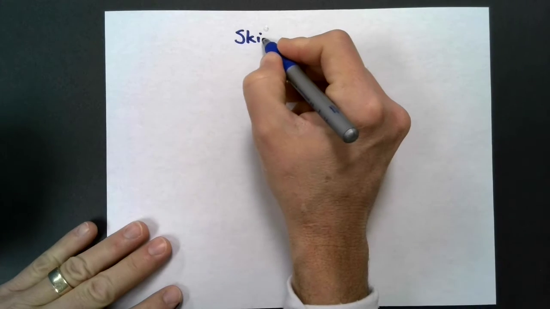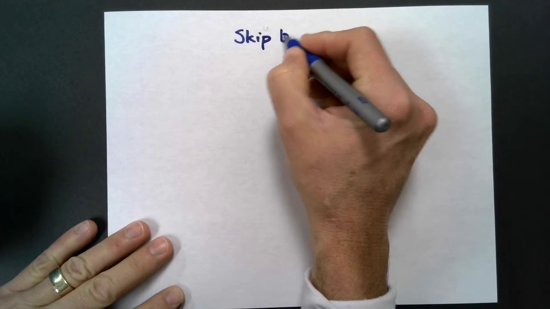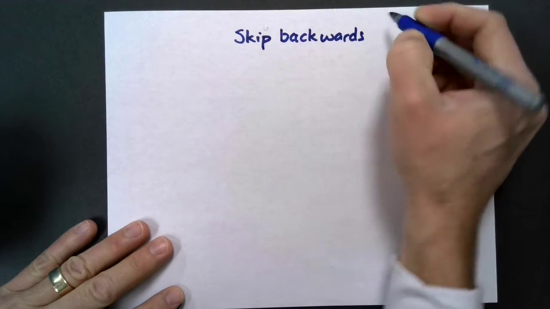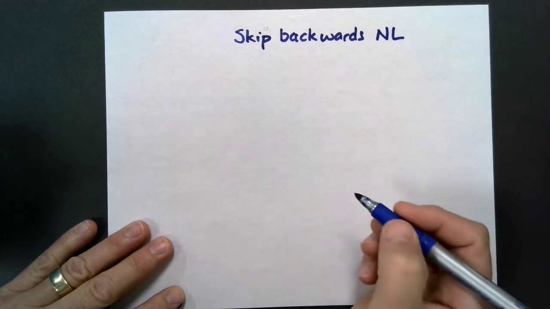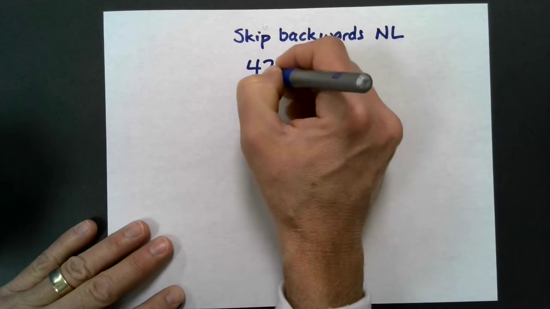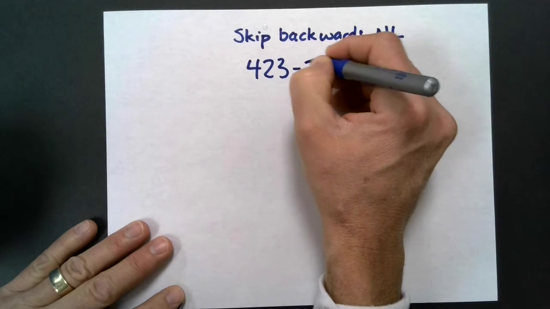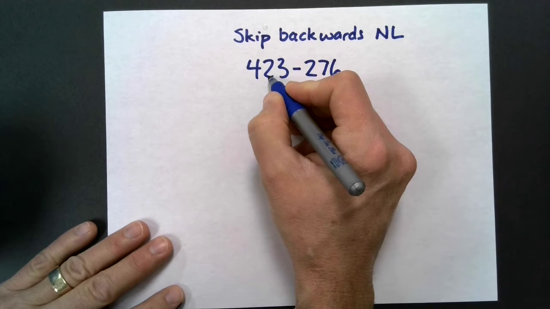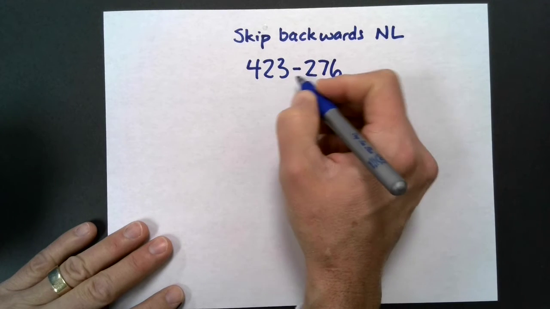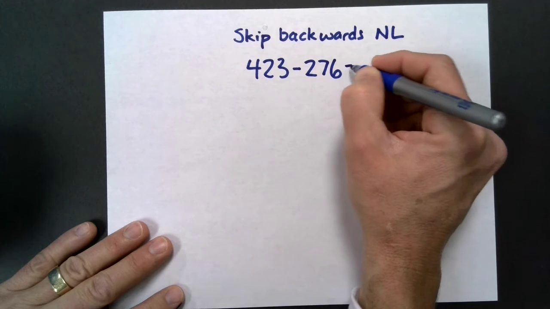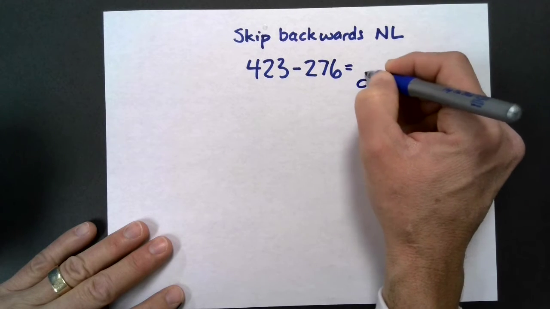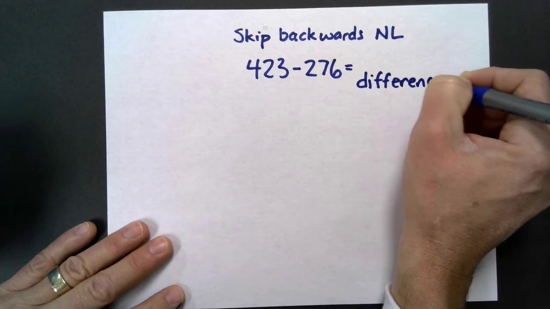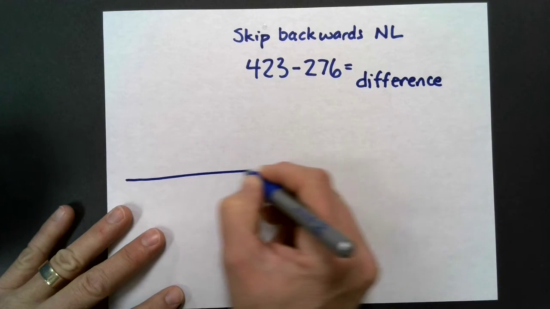In this strategy, I'm going to skip backwards on a number line. In my problem, I have 423 minus 276. I'm trying to take 7 tens away from 2 tens. I'm trying to take 6 ones away from 3. So this is a great problem. These numbers are not the same, they are different. So I'm going to find the difference between these two numbers using a number line.